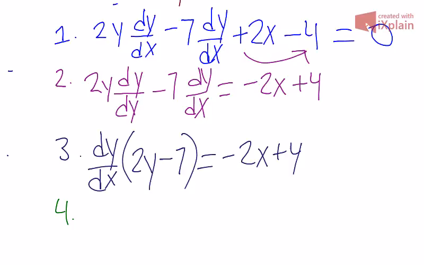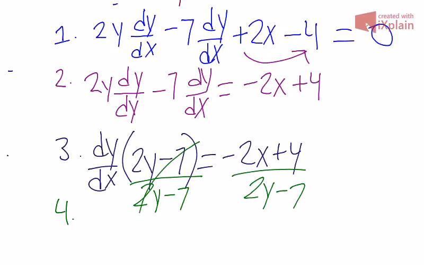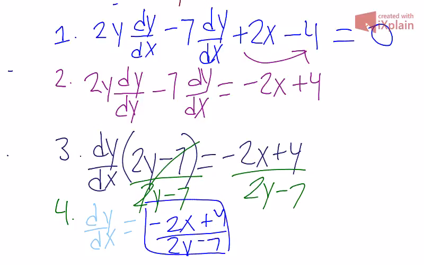And lastly, we can solve for dy over dx by dividing 2y minus 7 on both sides, which will become dy over dx is equal to negative 2x plus 4 over 2y minus 7. That is your answer. However, I'm going to do another example that requires an extra step, which we will probably see in the AP BC test. If you're lucky, you might see a basic example like this also.